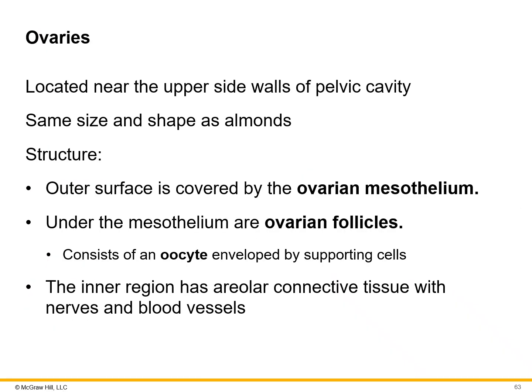Okay, so your ovaries are located near the upper side walls of your pelvic cavity. They are literally the same shape and size as almonds. They're not very big at all.